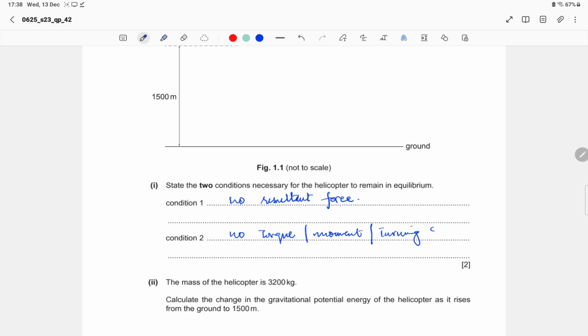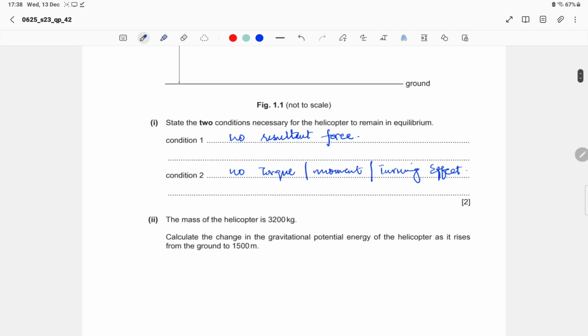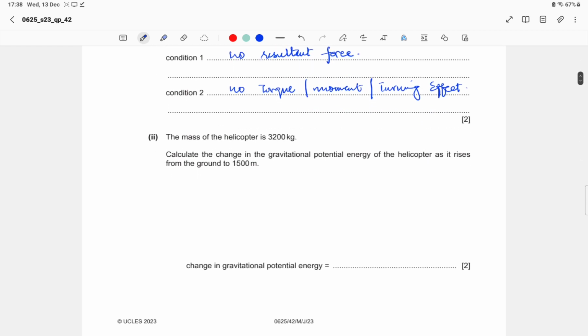So these are two conditions required for the object to be in equilibrium. The mass of the helicopter is this. Calculate the change in gravitational potential energy of the helicopter as it rises up from the ground.